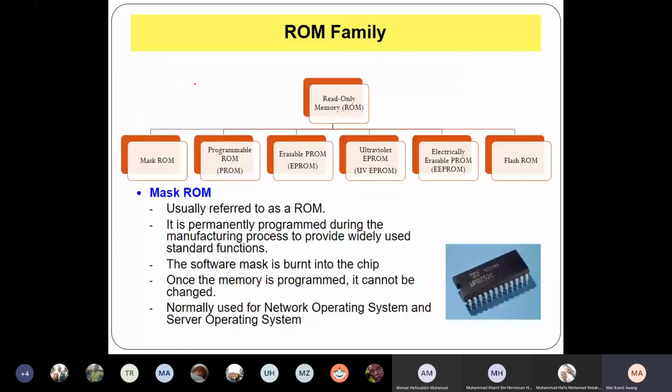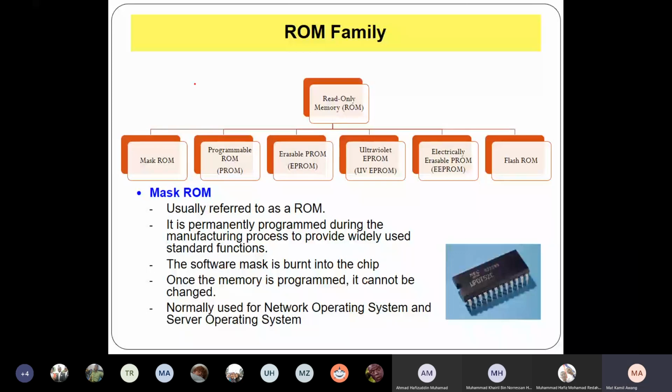So this is the type, the ROM family. You have mask ROM, you have PROM, which is programmable ROM, you have EPROM, which is erasable PROM, you have UV-EPROM, which is ultraviolet EPROM, and you have EEPROM, electrically erasable, and you have flash. Remember the flash cards? So you have that flash ROM.